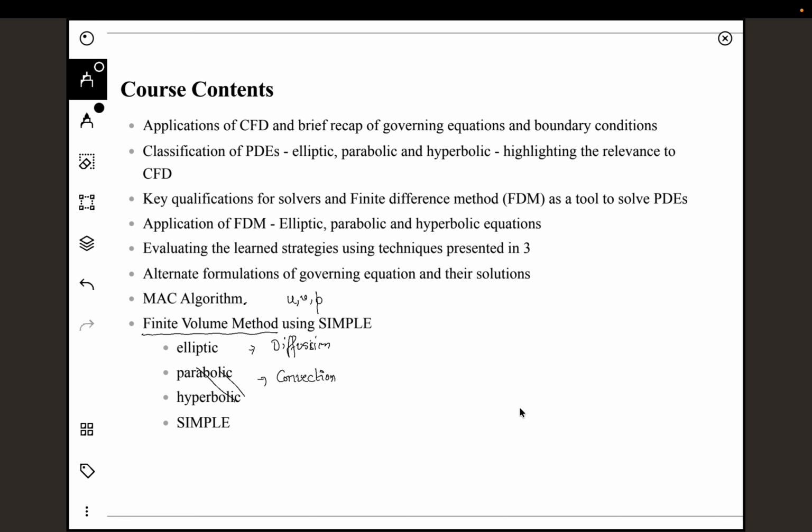So we need to come up with some kind of different scheme to solve that particular problem, and that is what we will discuss towards the end of the last week. That is the SIMPLE algorithm, and then there are other advances of that which you can pick up from here. But this will be the basic one, and the idea will be very similar to whatever we did in the MAC algorithm. This week we will start with this finite volume method.